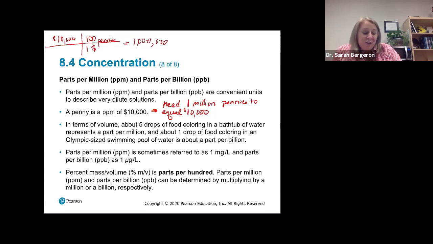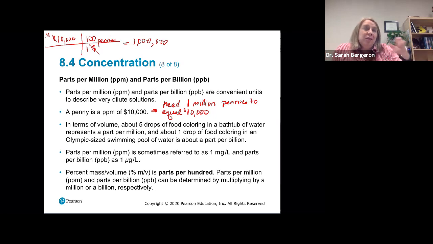How does that work, right? I did a little conversion up here. I have $10,000. I want to convert. I want to get rid of my dollar sign. So I say in $1, I have 100 pennies. So 100 times 10,000 is a million. So a penny is one part per million of $10,000, right? So one penny compared to $10,000 is not very much. And that's exactly what a part per million is.